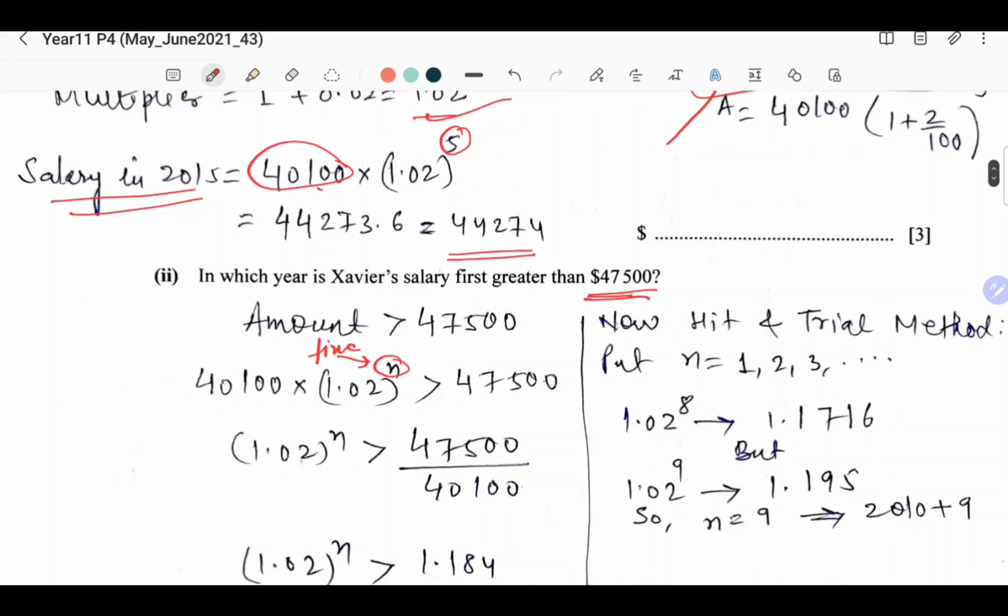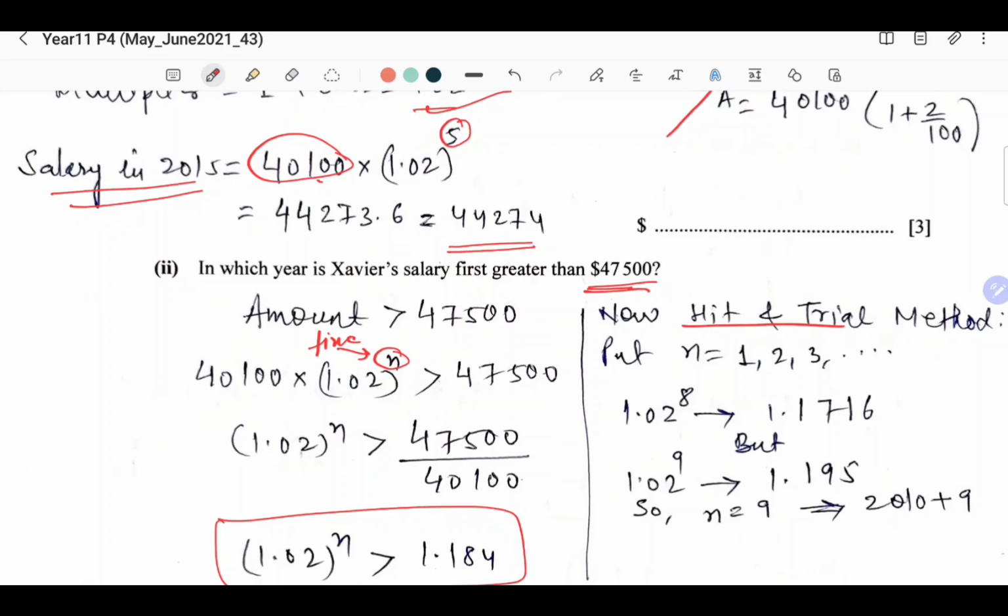Now divide by 40,100, and then you will get this. Now my dear, after that, how will you solve? We cannot use logarithm over here, because in 0580 syllabus we don't have log. However, if we have additional mathematics, then we can use log, but in this particular question we should not use log. Better to use hit and trial method. What's the meaning of hit and trial method, guys? Just put n equals 1, 2, 3 and so on.